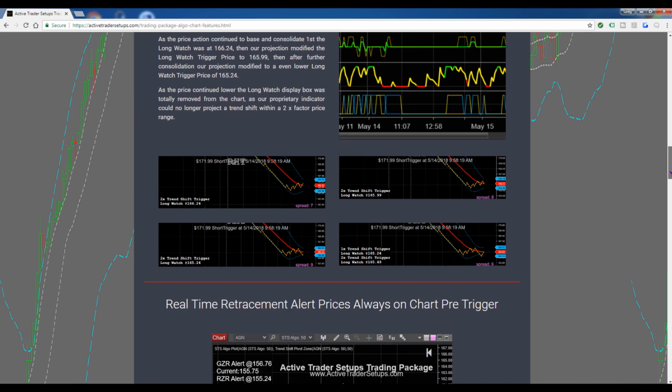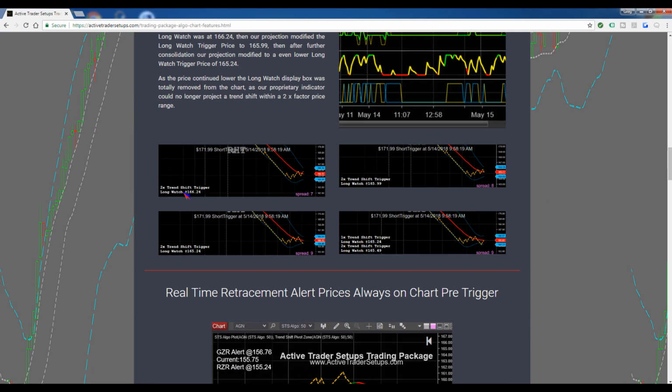First it was a long watch at 166.24, then it was a long watch at 165.99, and then it ended up being a long watch at 165.24. So it dropped a whole dollar. Our projection system is projecting if we go up or we go down, what's going to happen to this trend shift indicator. What's it going to take to turn it green?